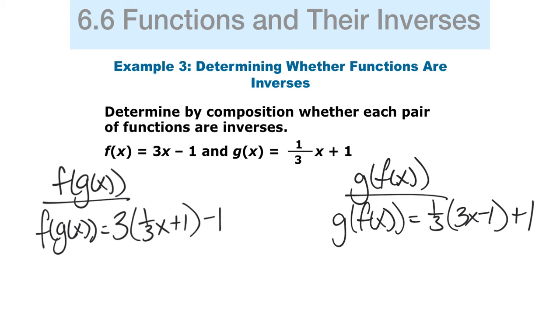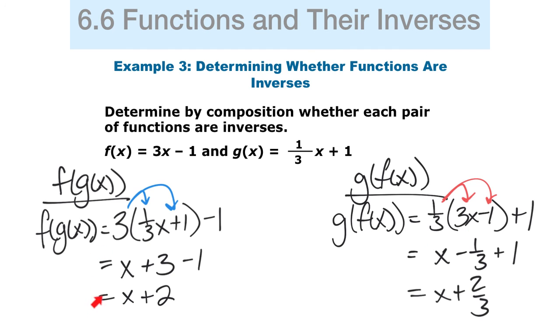When I simplify f of g of x, I get x plus 2, and when I simplify g of f of x, I get x plus 2/3. These are not equal to just x. If they were inverses, they would be equal to just x. So they're not equal to x, so they are not inverses of each other.